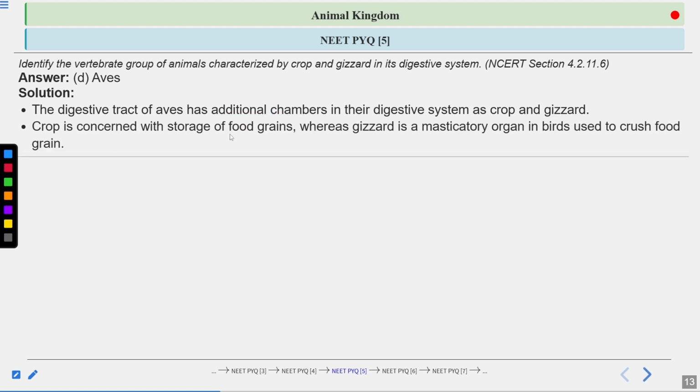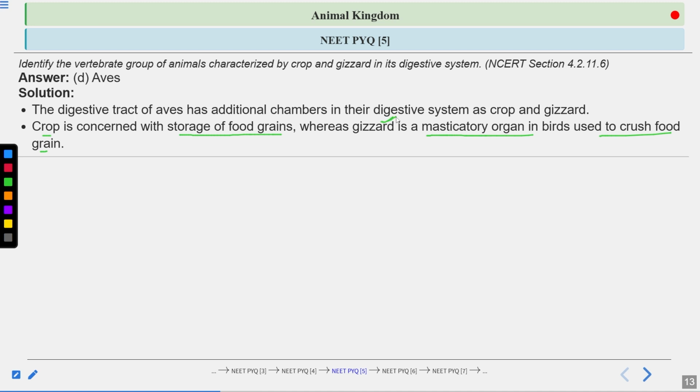So the crop is concerned with the storage of food grain, right? You must have seen that the birds initially eat the seeds very quickly. They store the food grains in their crop region, right? Whereas the gizzard is a masticatory organ in the birds used to crush the food, the grains.